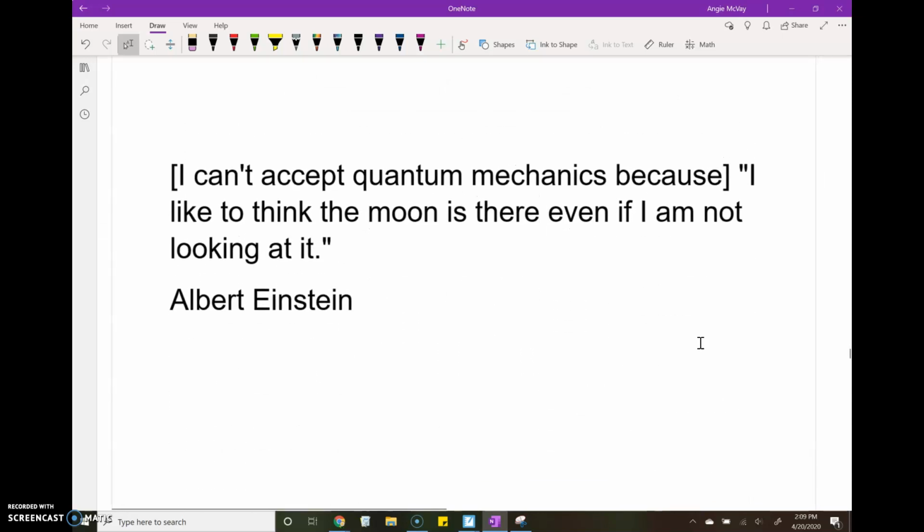Albert Einstein was skeptical of quantum mechanics and that Copenhagen interpretation of Schrodinger's theory, and he famously said, "I can't accept quantum mechanics because I like to think the moon is there, even if I'm not looking at it."